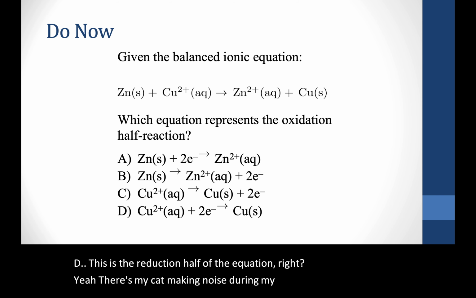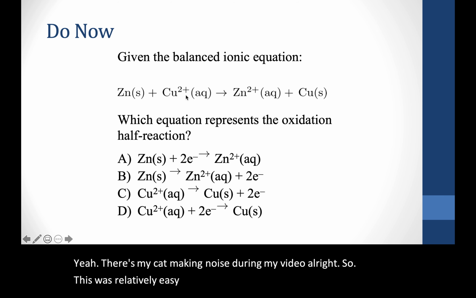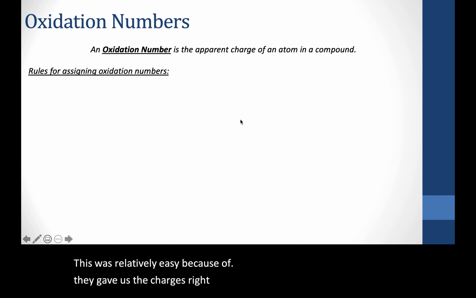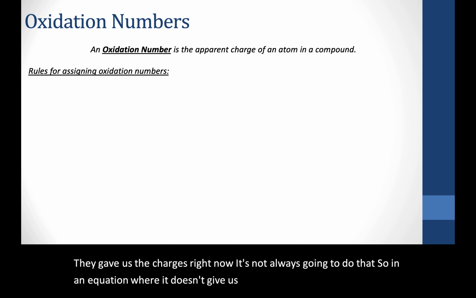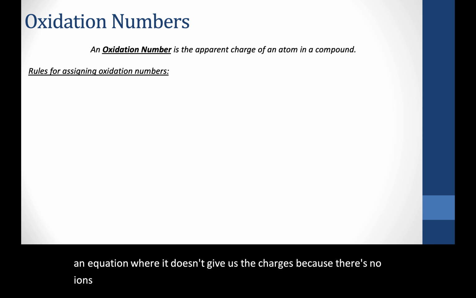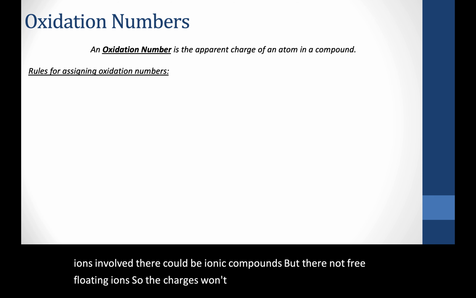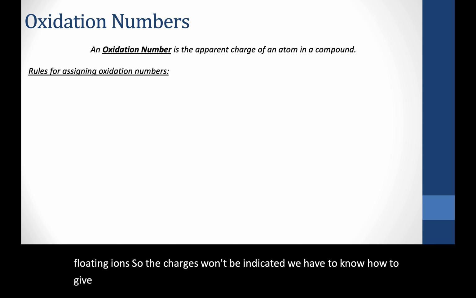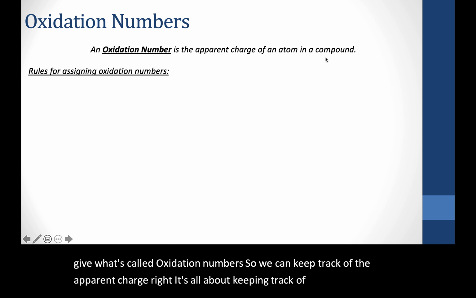All right, so this was relatively easy because it gave us the charges, right? Now, it's not always going to do that. So in an equation where it doesn't give us the charges because there's no ions involved, there could be ionic compounds, but they're not free-floating ions, so the charges won't be indicated. We have to know how to give what's called oxidation numbers. Okay, so we can keep track of the apparent charge. It's all about keeping track of the apparent charge of an atom, right?